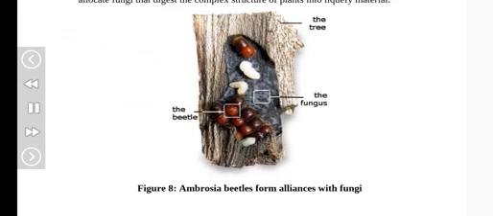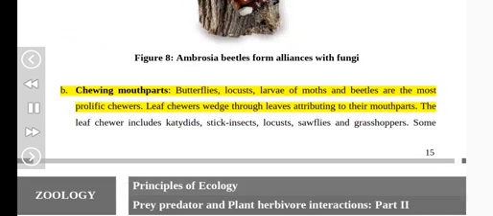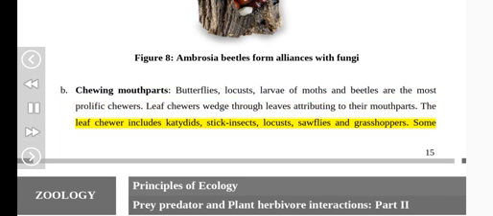Chewing mouthparts. Butterflies, locusts, larvae of moths and beetles are the most prolific chewers. Leaf chewers wedge through leaves owing to their mouthparts. The leaf chewers include katydids, stick insects, locusts, sawflies and grasshoppers. Some.